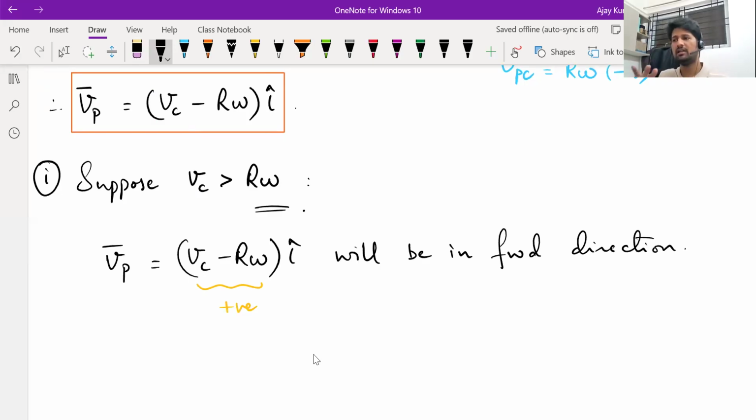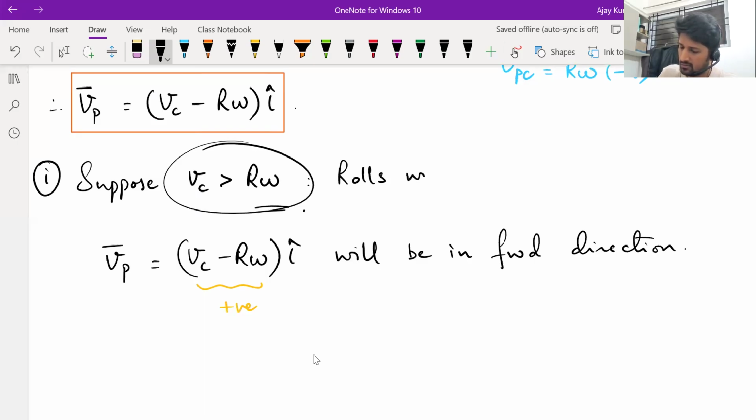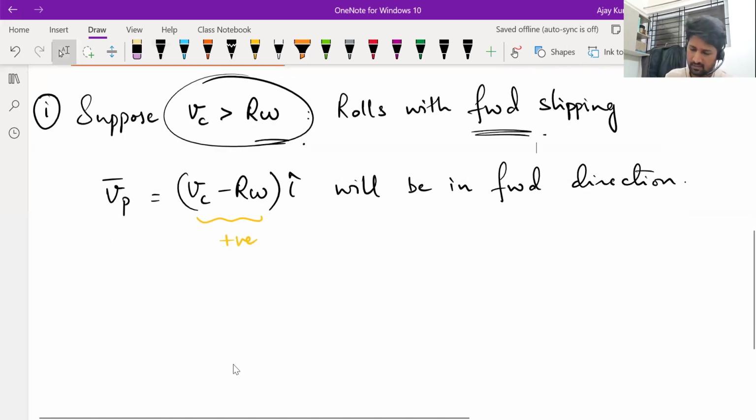The wheel need not get completely locked. Omega doesn't have to become zero, but if it becomes sufficiently low, if the rotation is too little compared to translation, the point of contact skids forward. So this is a case of rolling with forward slip. If Vc is greater than R omega, the object rolls with forward slipping. Slipping or skidding, you can also say.